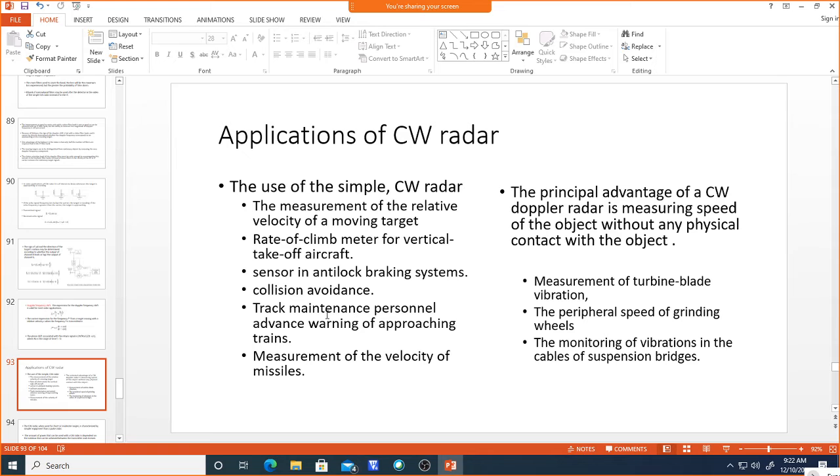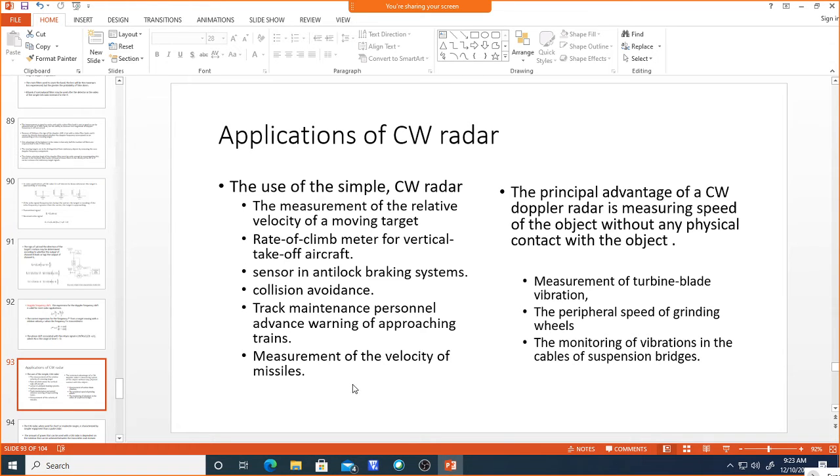And also the track maintenance personnel, advance warning of approaching trains. Even the train, whether it is approaching or going away, whenever the track maintenance is happening, if at the same time the train is coming, we can give the traffic signal accordingly. Then we are able to control the train which is approaching the track maintenance area.